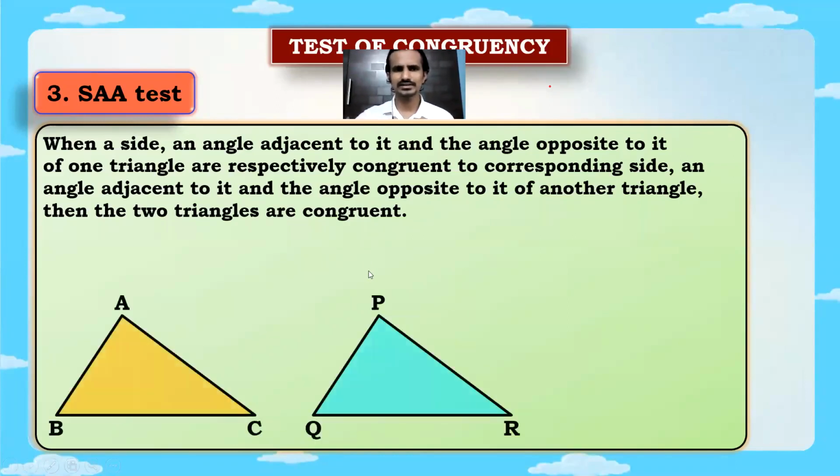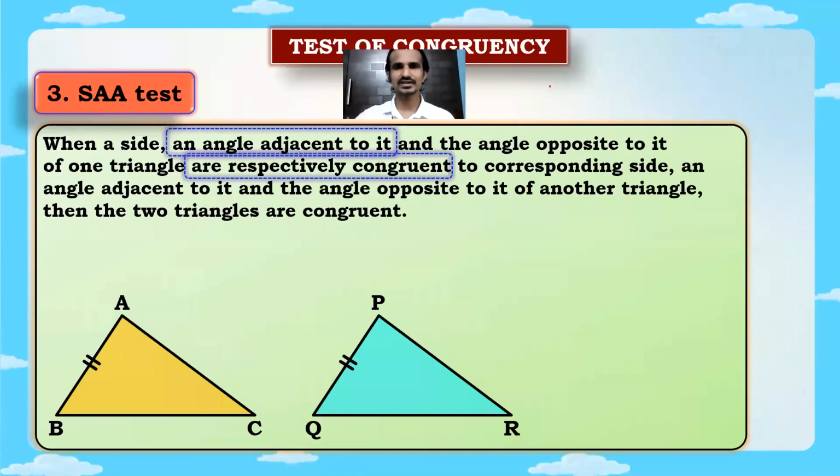When we take two triangles, we need to have first of all a side, because there has to be only one pair of sides. So any one side it can be. If we have AB and PQ, these are equal. Then we need to have two pairs of angles. The first angle we will take is adjacent to the side AB.